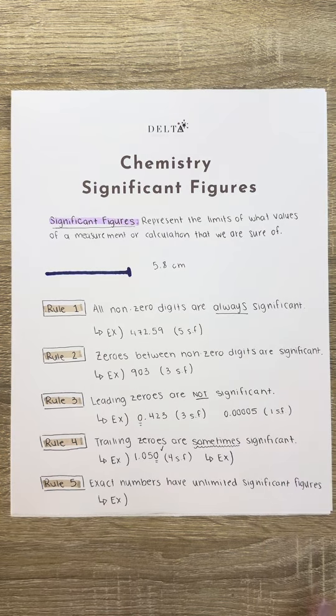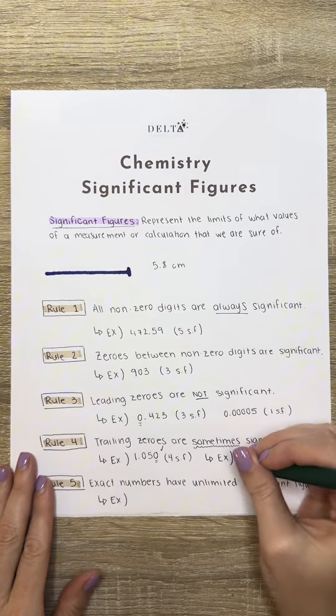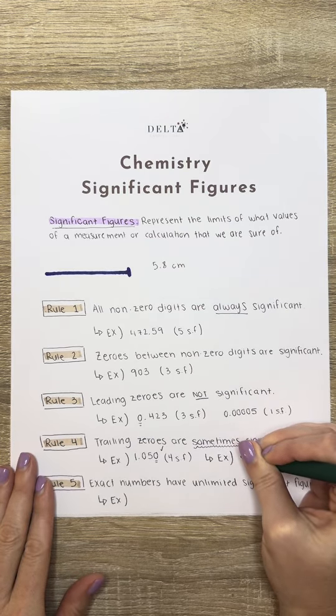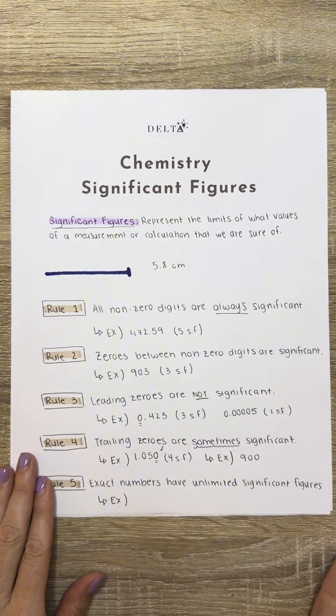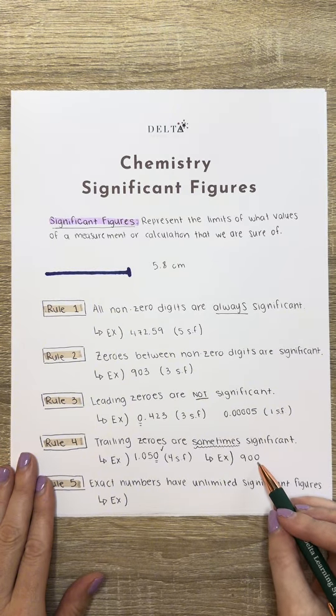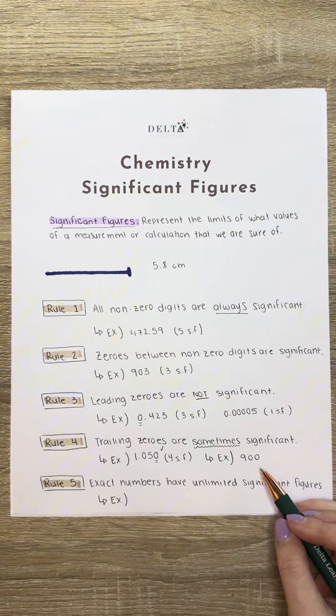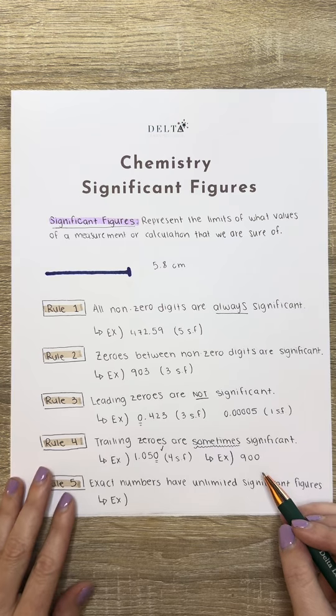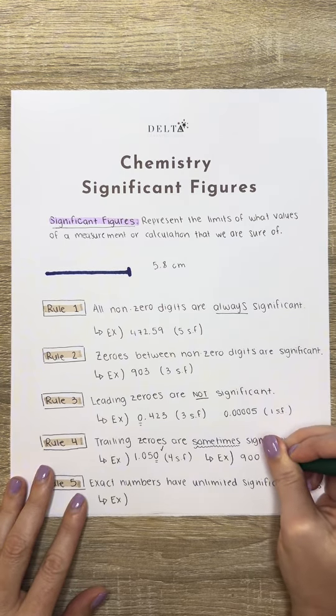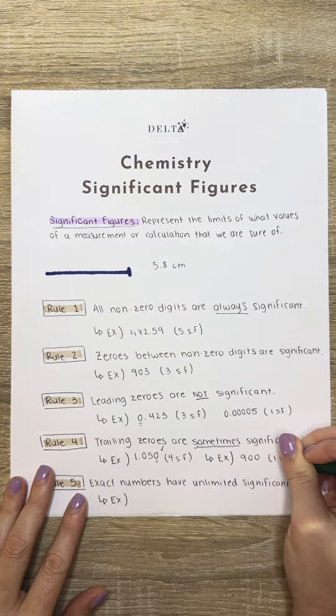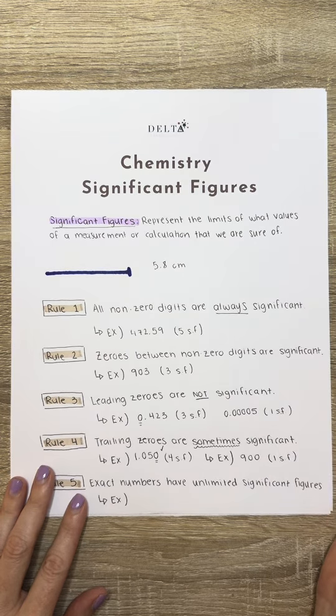Now let's take a look at a case where our trailing zero will not be significant. Our next example is going to be the number 900. So we have 900, these zeros are trailing our non-zero number, but there's no decimal in sight. And so just like before when we had our rule 3 with that 0.0005, these zeros are only acting as placeholders, and we are going to not consider them to be significant. For this example, only the non-zero digit is significant, leaving us with 1 significant figure.